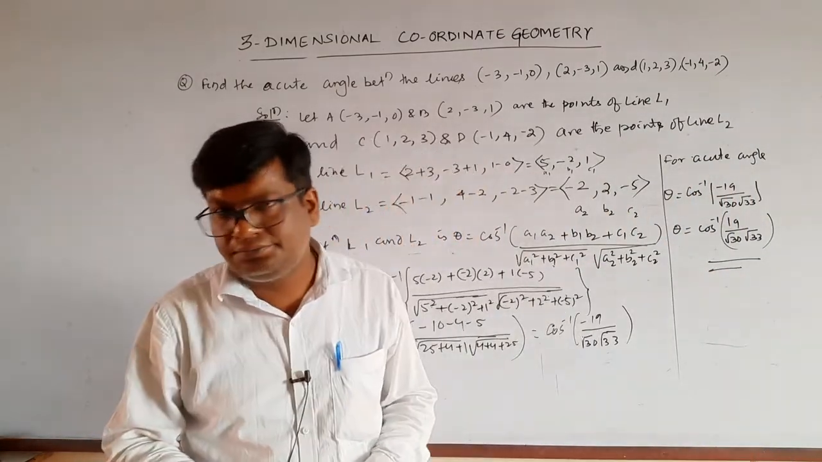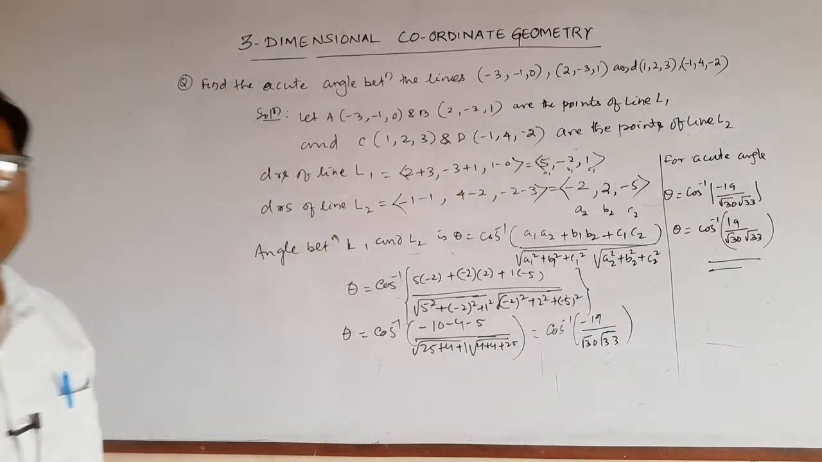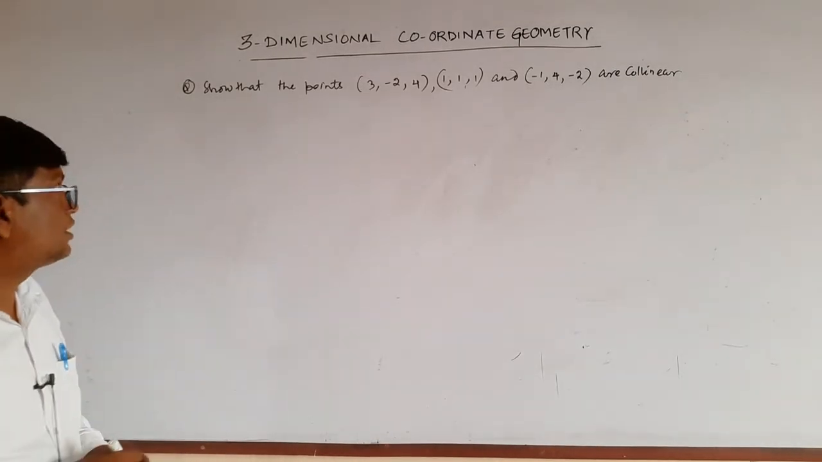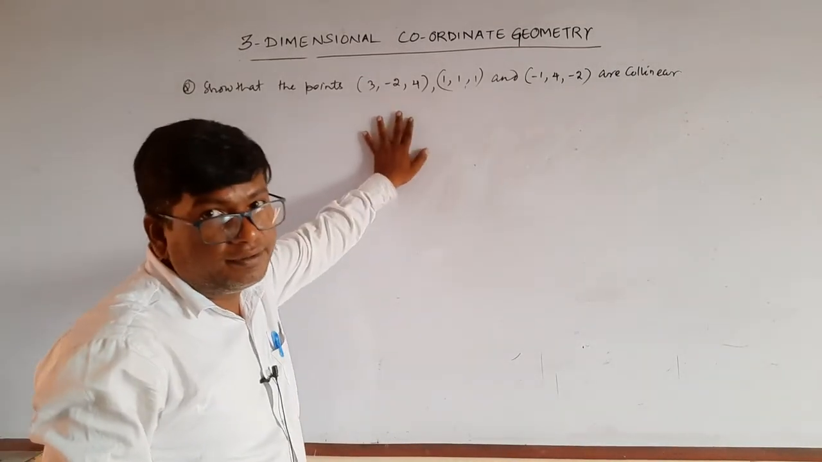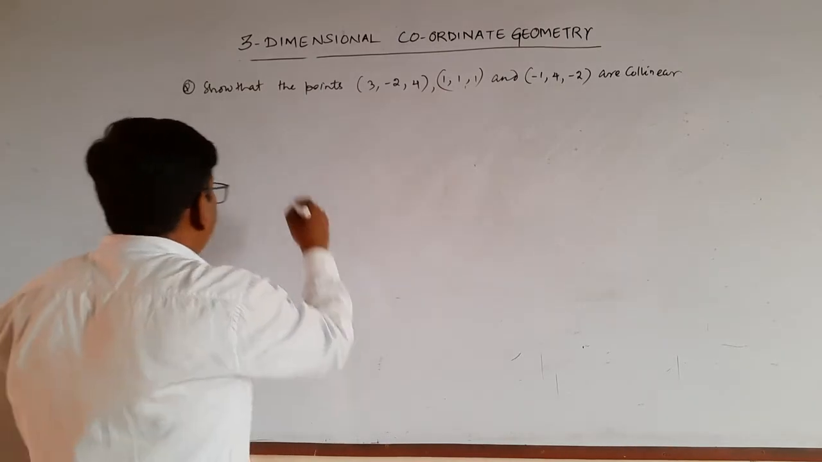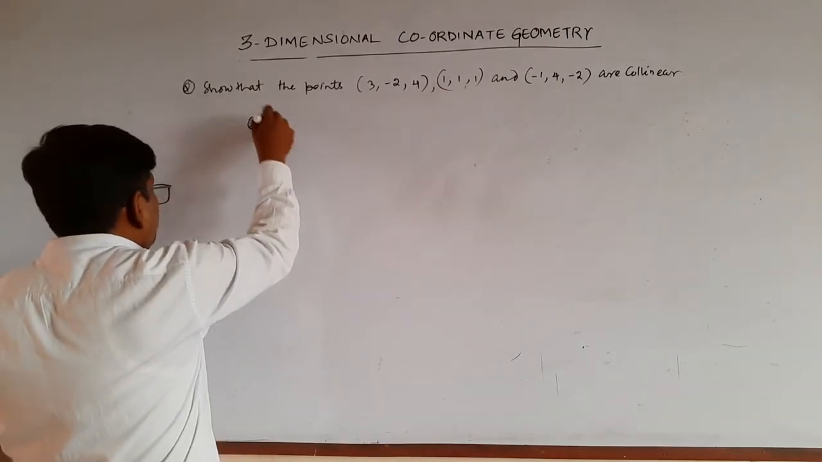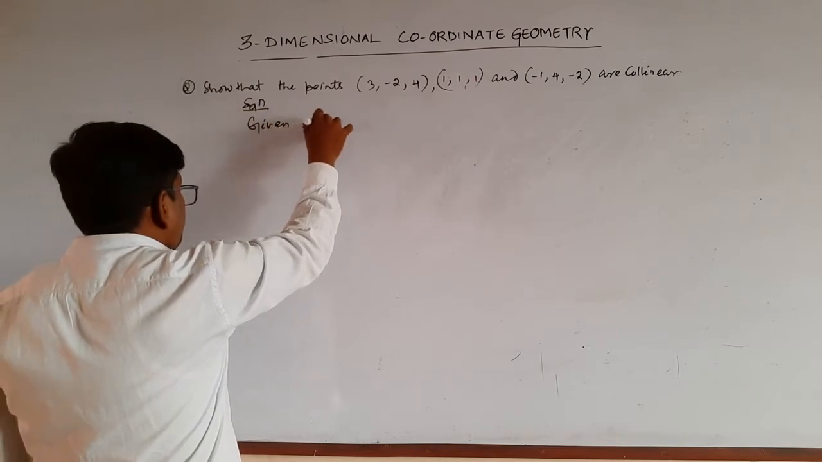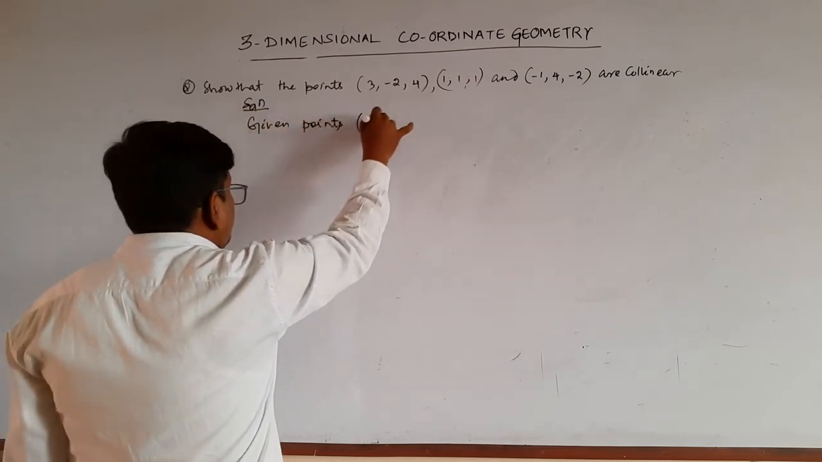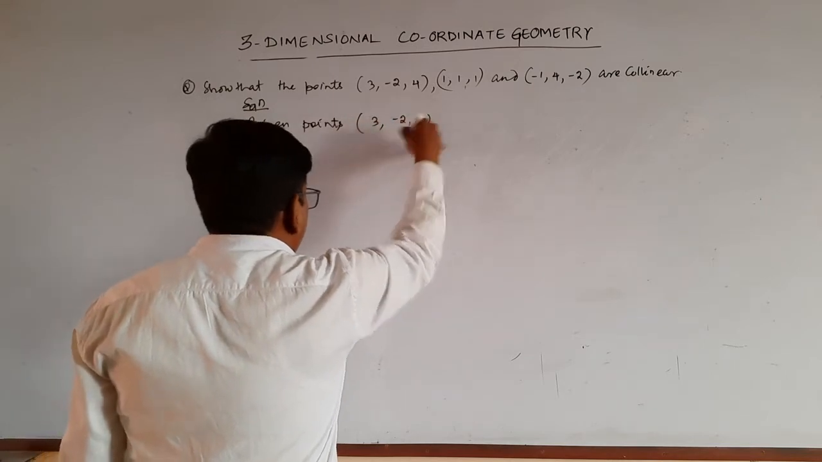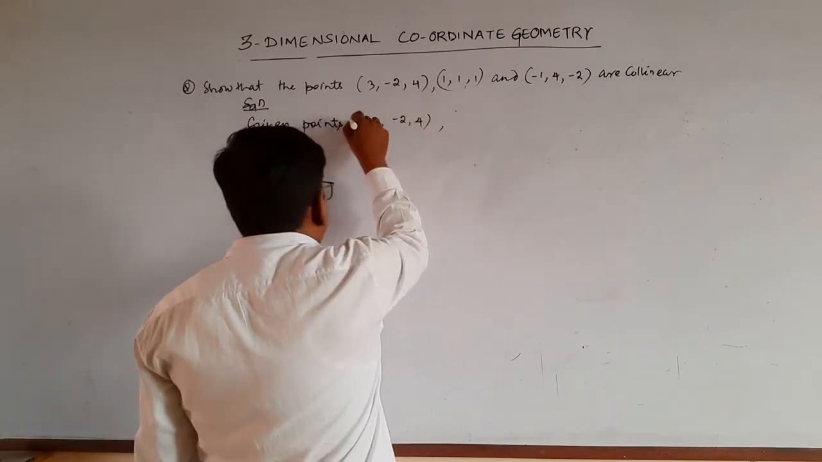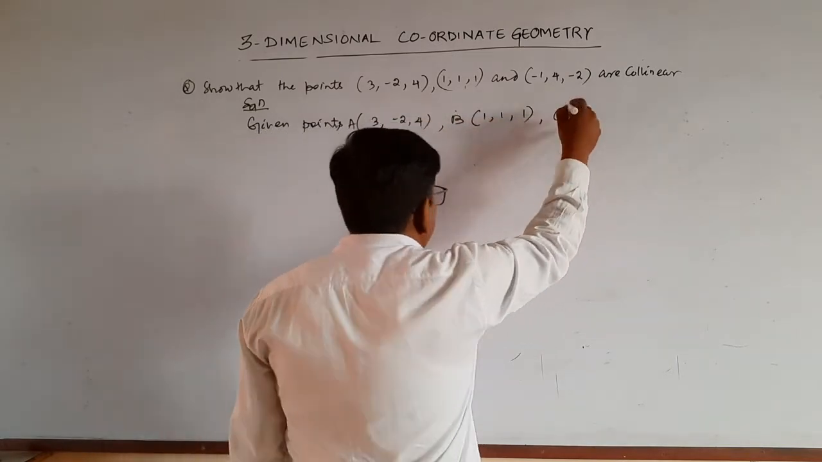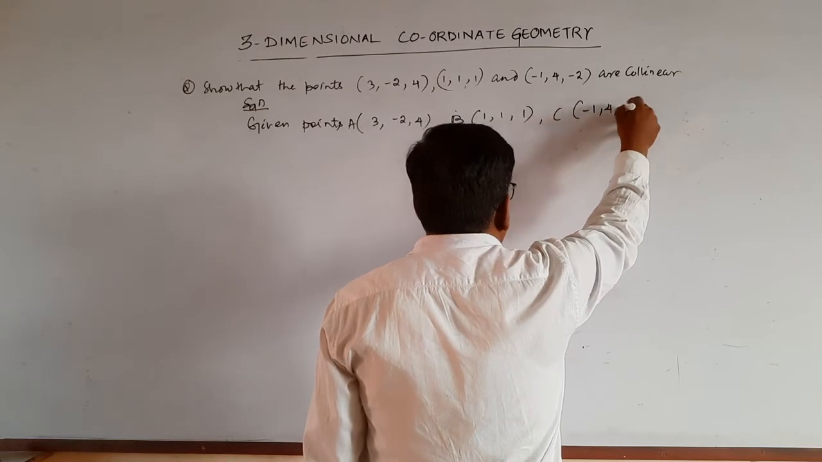Okay. Now another question. Show that the points are collinear. Given points: A of 3, minus 2, 4, B of 1, 1, 1, and C of minus 1, 4, minus 2.